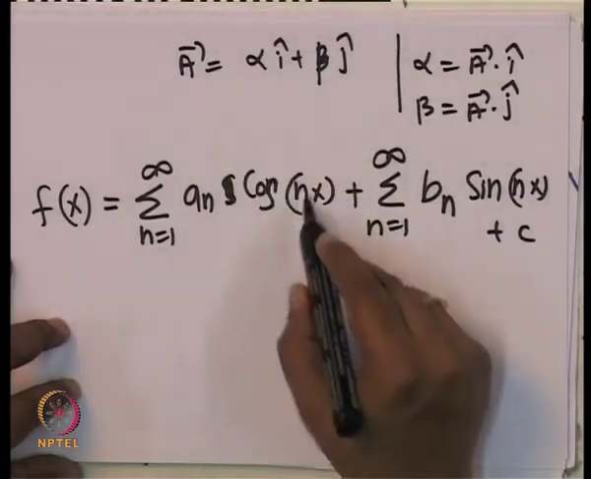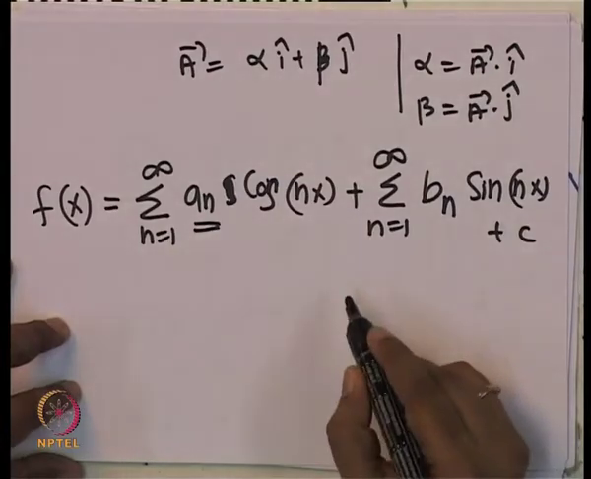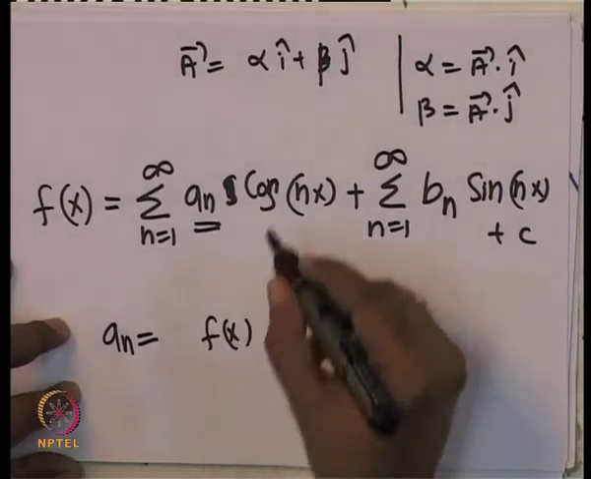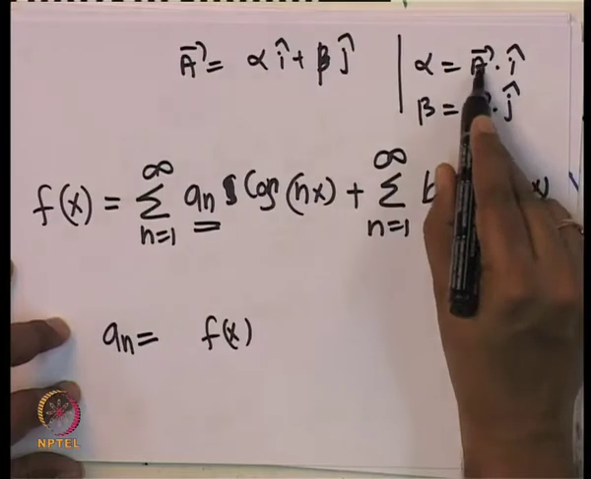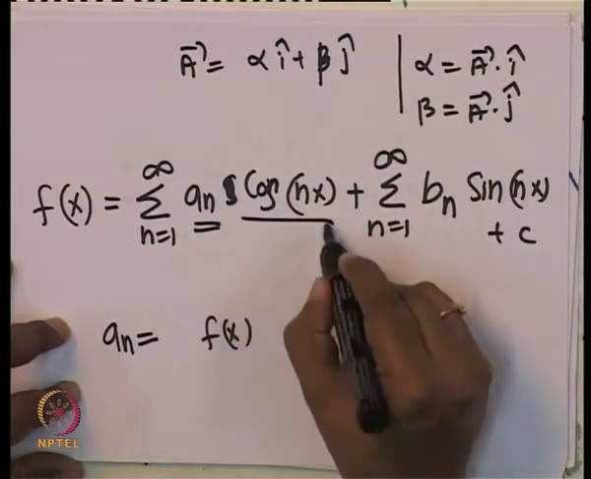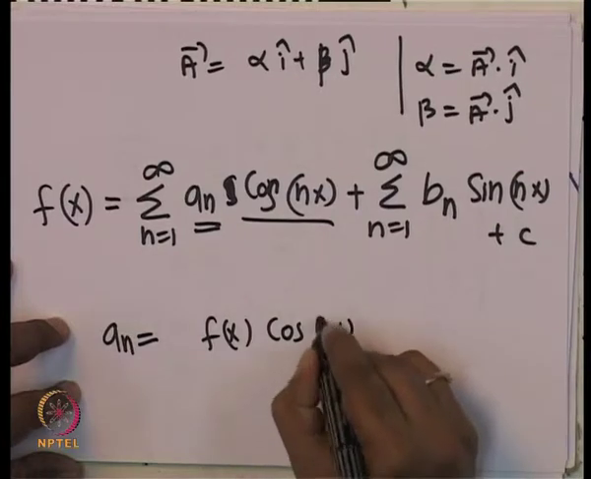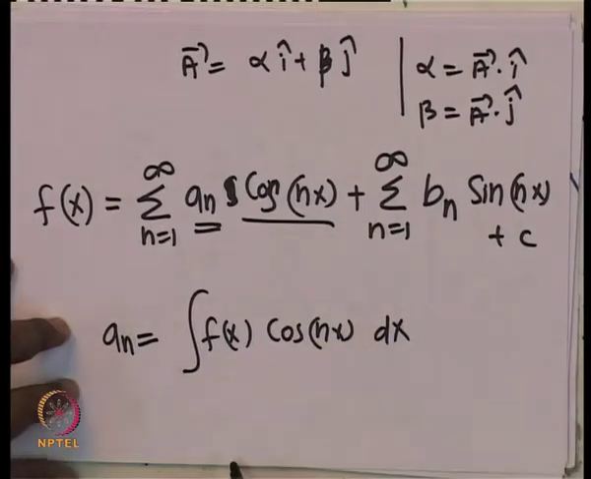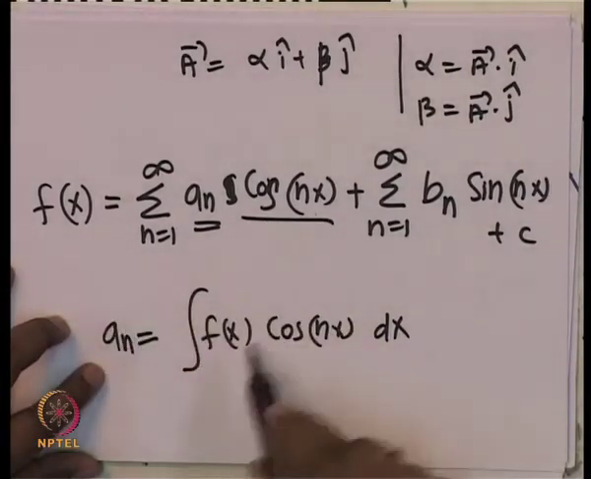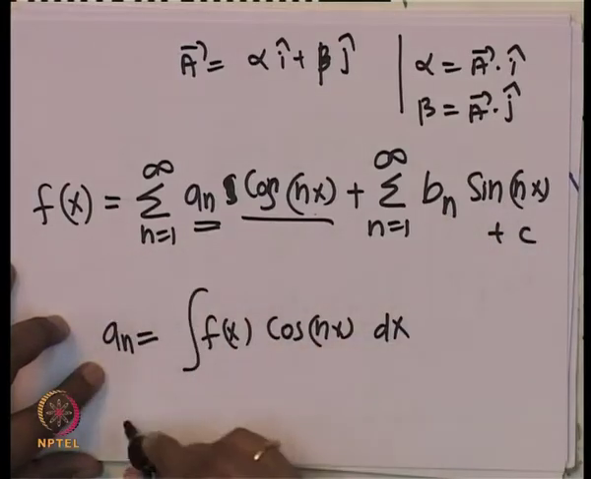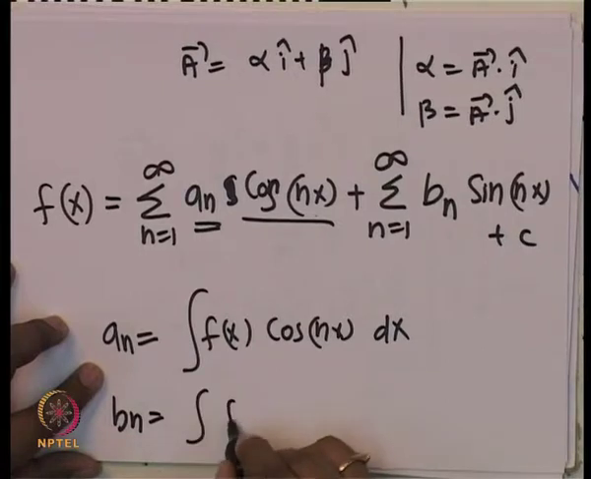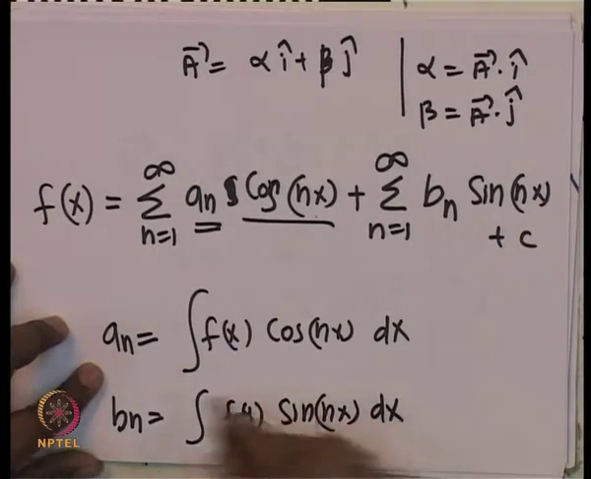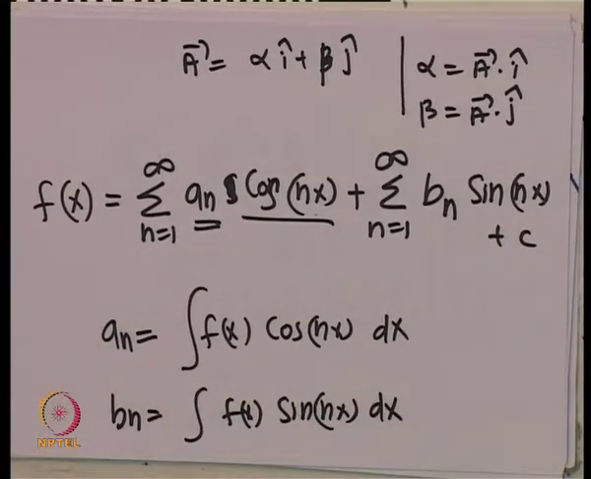Now, analogous to this, the way of finding a n turns out to be that a n is equal to f of x... We found a dot product with i, and a dot i gave you alpha. Similarly, you multiply with cos and integrate, and you get a. Similarly, you multiply with sin and integrate, you get b. So, the way of finding a and b are like this.